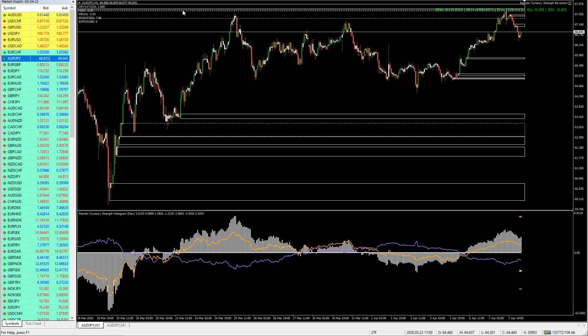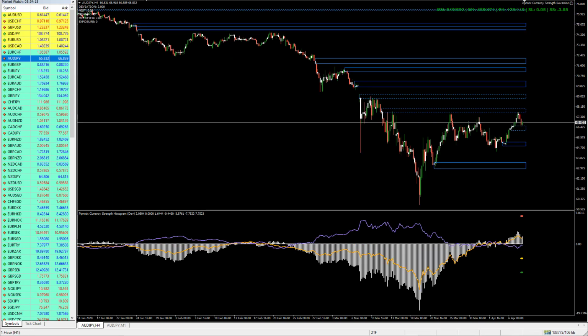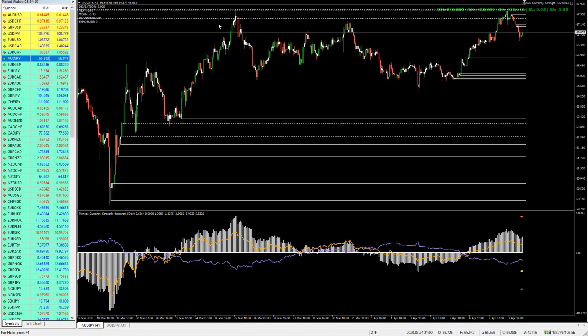And here we have another example. Make sure we get some of those lines removed. Okay, and so here we had an area of supply that was tested. Price went a little bit deeper, so deeper into the sell zone. We reacted to this area of supply just up here. The dot is below the 0 line, which means that we want to be selling, and this is precisely what happened.